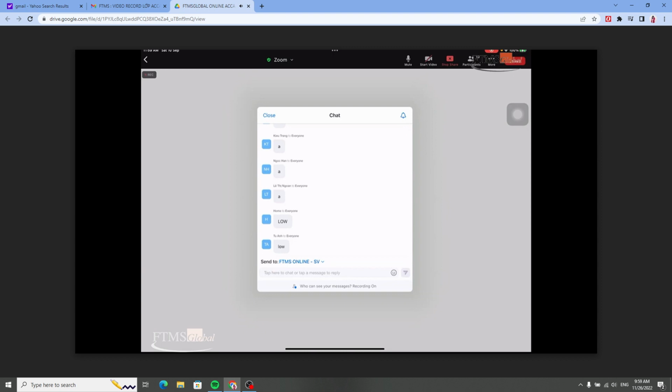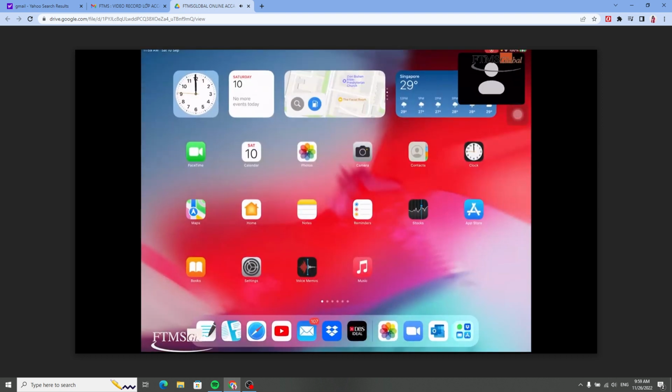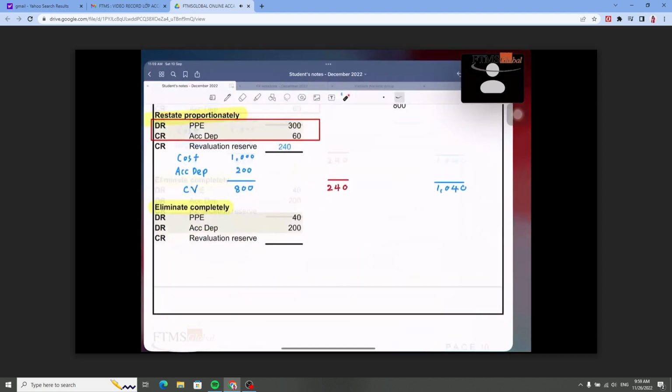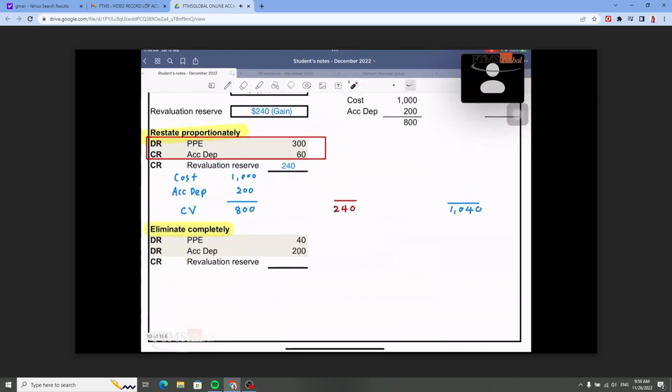So 240, oh yeah, 30%. Thank you. Right, 30%. You're right. Okay, so it's increased by 30%. So very simple. This is increased by 30%. Restate proportionally means the same. It will increase your cost by 30%. It will increase your accumulated depreciation by 30%.